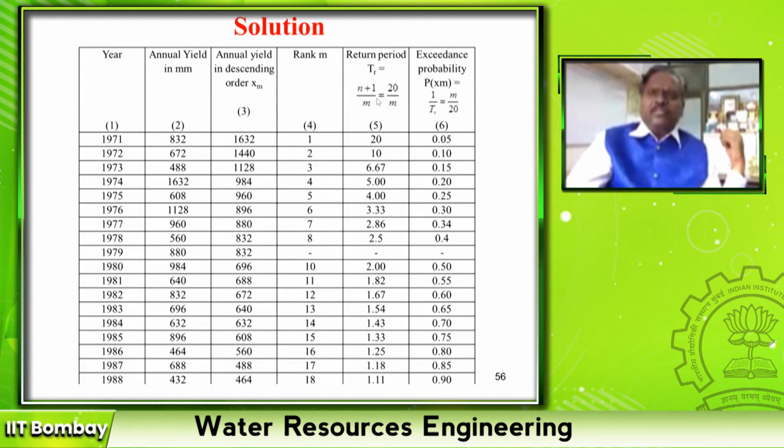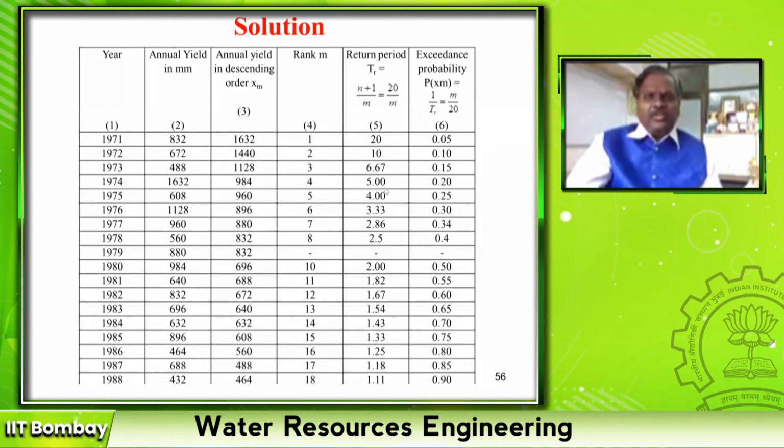Now, first is exceedance probability. That is rank by n plus 1, m by n plus 1. m is the rank, n is the number of data points. So m by n plus 1. So what method is it? Weibull's method. Right? So I am estimating the probability of exceedance. The inverse of this probability of exceedance gives me the return period.